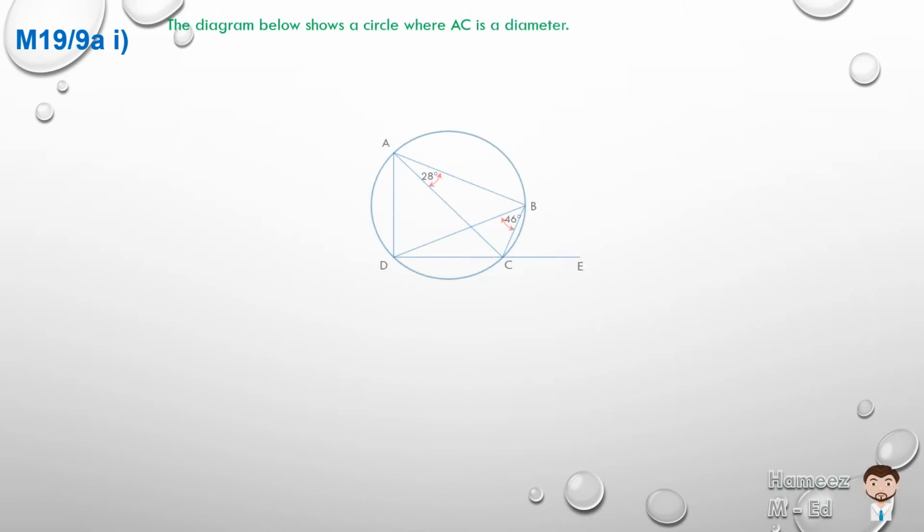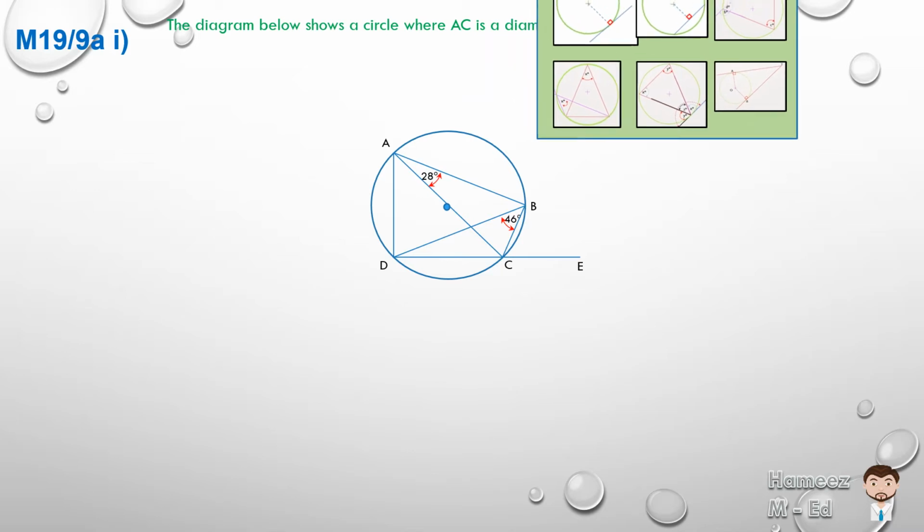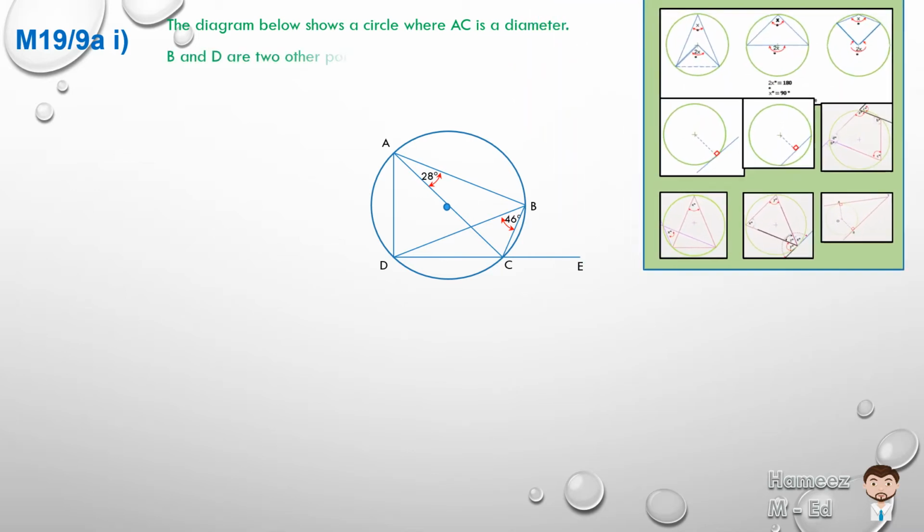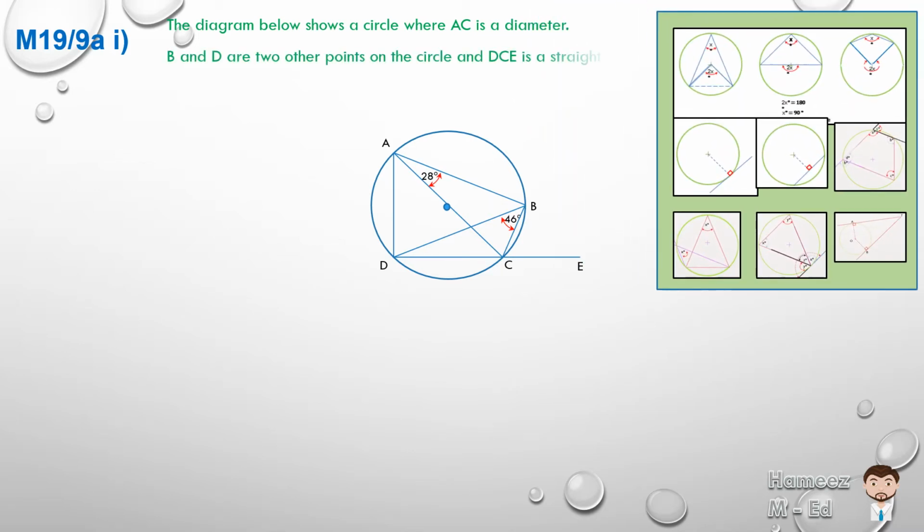May 2019, number 9A, part 1. The diagram below shows a circle where AC is a diameter. Since it's a diameter, let's bring up a blue dot to represent the center of the circle. B and D are 2 points on the circle.